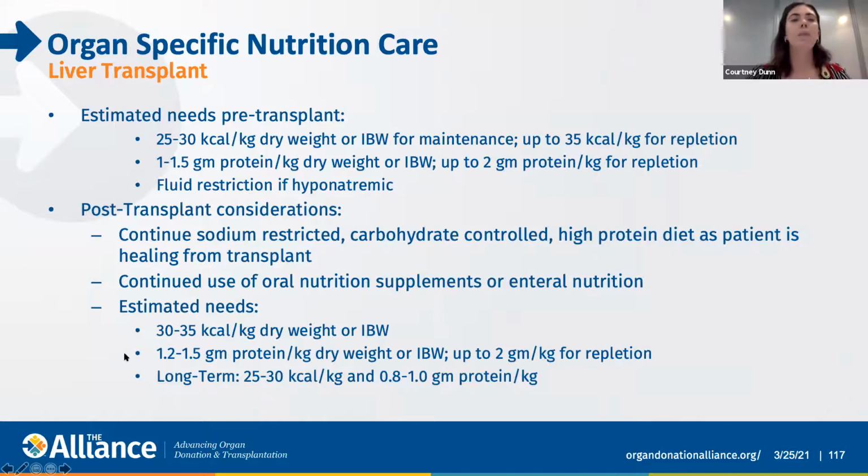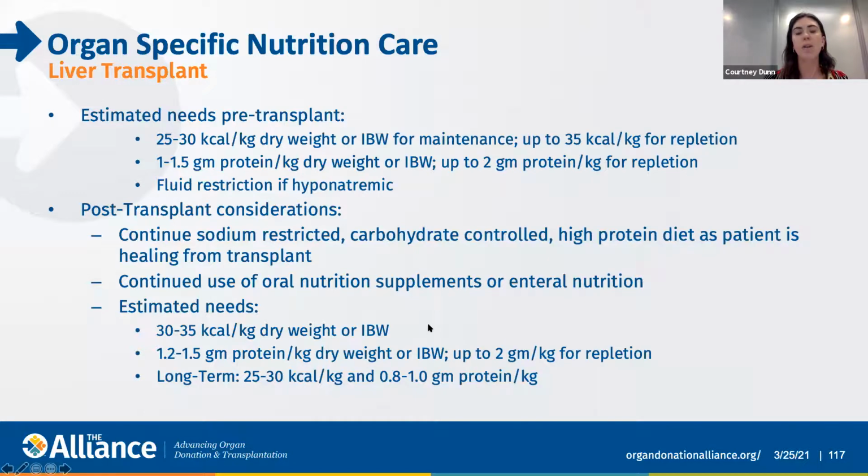Estimated needs. So again, with these patients, we'll want to make sure that we're using their dry weight or ideal body weight if we're unsure of their dry weight, or if a patient has obesity. Providing adequate protein prior to transplant: some patients might require up to 2 grams of protein per kg if they require repletion. For patients who might be hyponatremic prior to transplant, we will also want to make sure they're maintained on a fluid restriction.